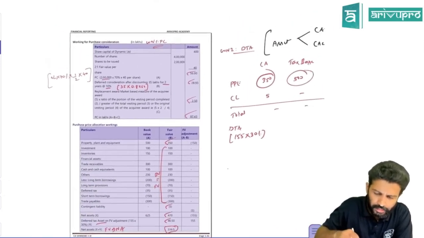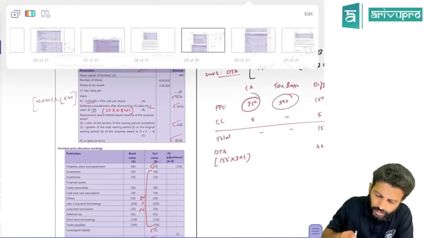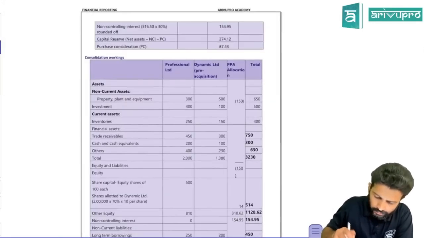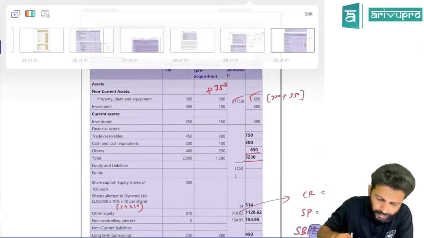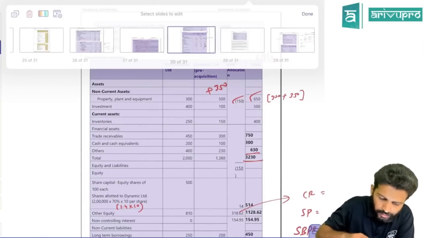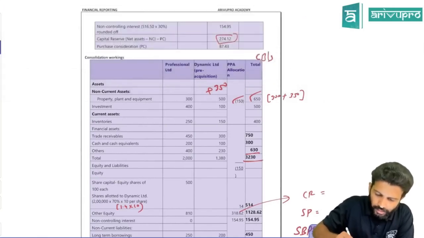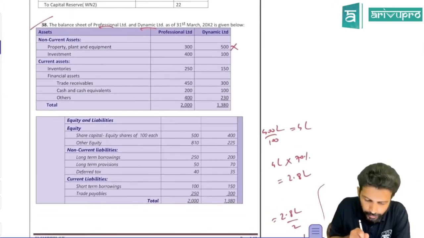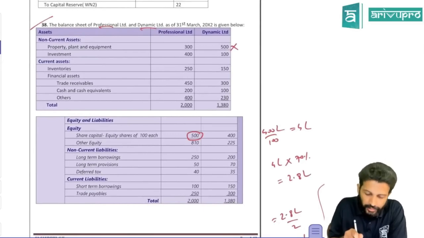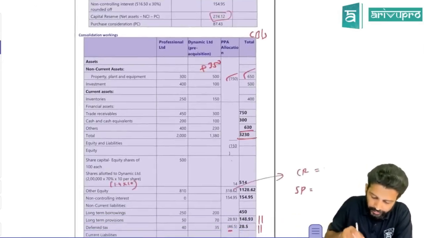I think, one second, maybe I'll just take this a little closer so that we can just quickly compare and finish it off. Here, what is the existing equity share capital of Professional? 500 as it is. Then Dynamic, no, first you take 500. This is as it is.